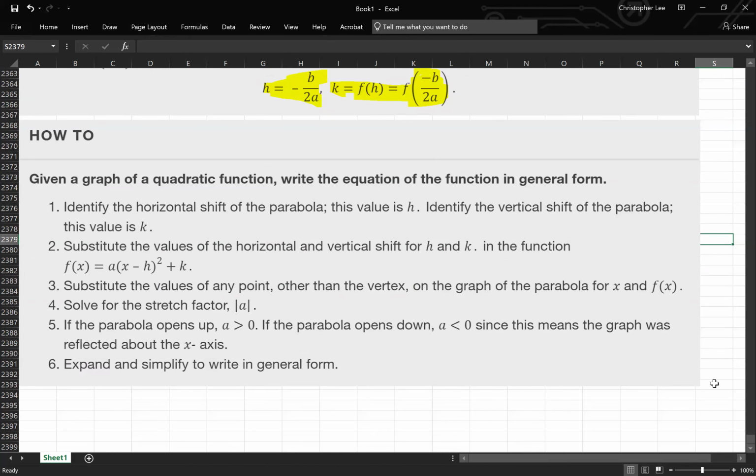For x and f of x, solve for the stretching factor, which is the absolute value of a. If the parabola opens up, a is greater than 0. If the parabola opens down, a is less than 0, which means that the graph was reflected about the x-axis. Expand and simplify to write in the general form. That's it.